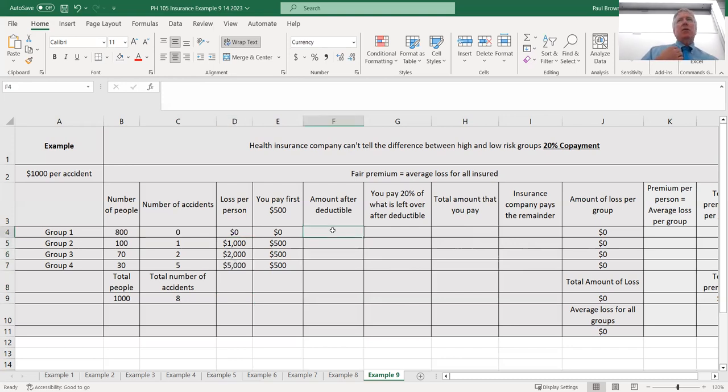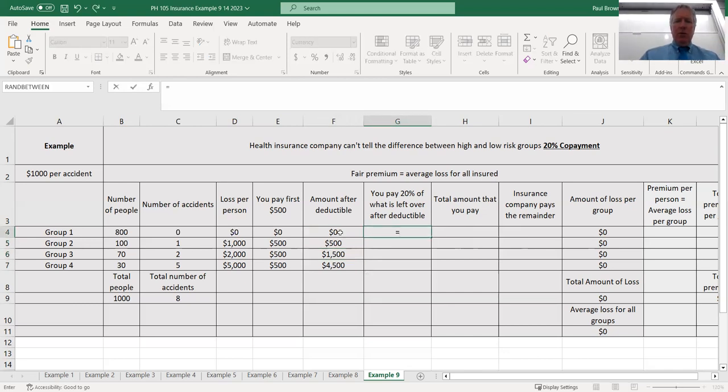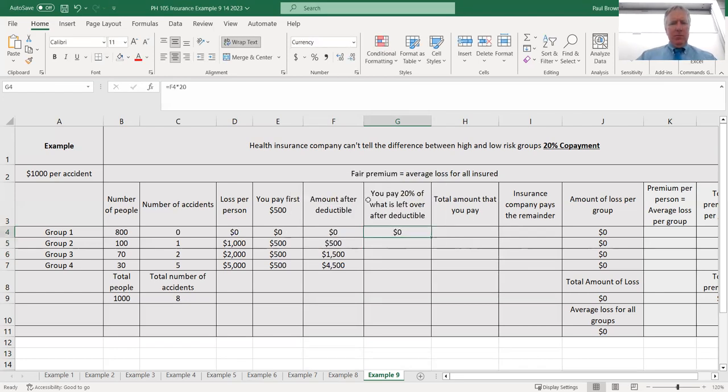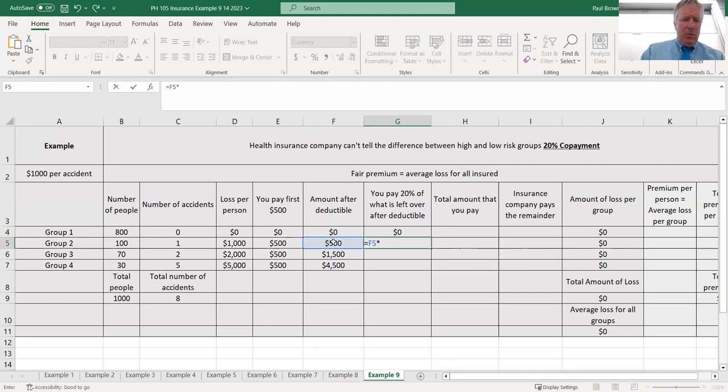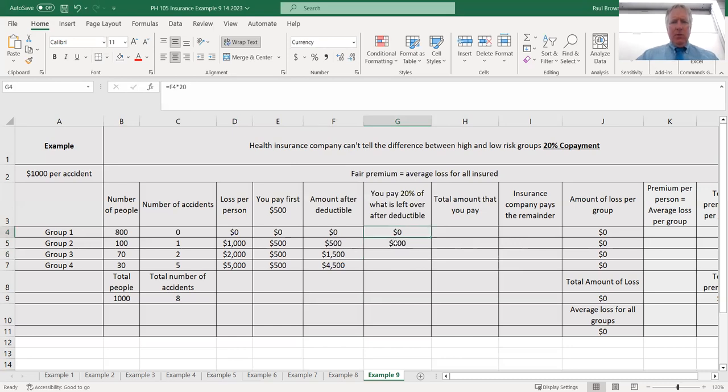So then this is after the deductible. That's equal to their loss minus the deductible. It's still zero for this group because they have no losses. This group here, it's 500. This one's 1500 because, of 2000, they pay 500. So this is what's left over to pay. And now the individual pays 20% of that, so it's equal to this times 0.20. Going all the way down. Oh dear, that's not right. There you go, 0.20. So it looks like that.